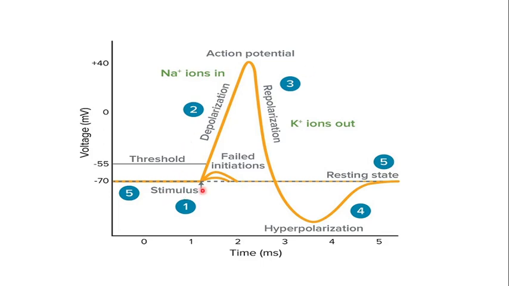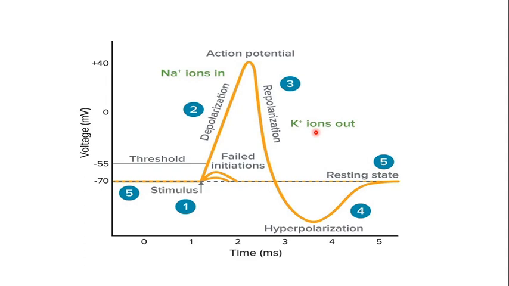This is an overview of what we discussed. When there is a stimulus, and if that stimulus is strong enough to pass the threshold value, there will be the phenomenon of depolarization, and sodium ions will get into the neuron, thereby the interior of the neuron will become positive, like plus 30 or plus 40. When that happens, the phenomenon of repolarization starts, in which potassium ions move out of the neuron.